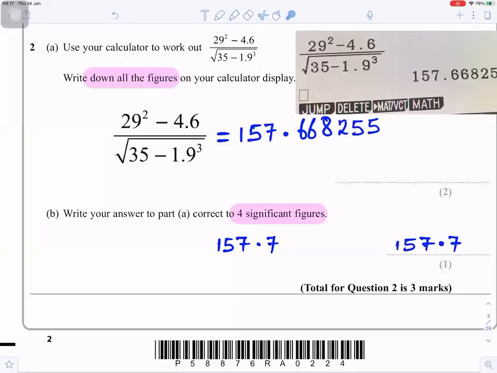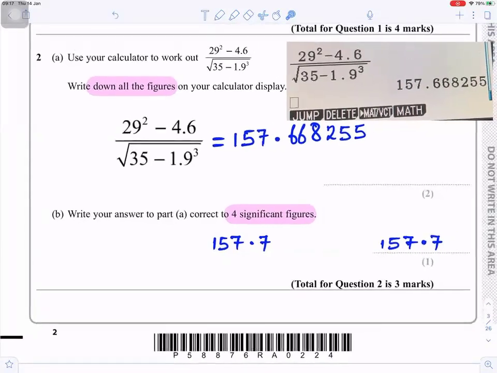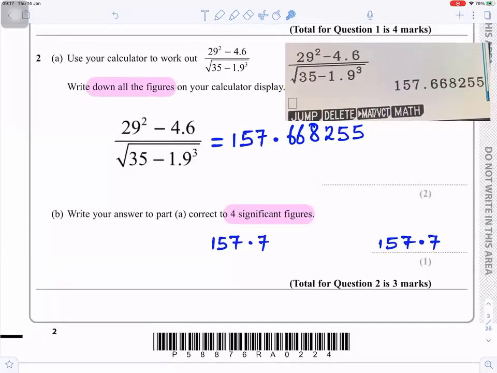Question number 2. Use your calculator to work out 29 squared minus 4.6 divided by square root of 35 minus 1.9 cubed. First of all, you write down all the figures on your calculator display when you have done it. So what you want to do is to put that in your calculator, and I've done it on the right hand side. You can look on the top right there how you put it in the calculator.